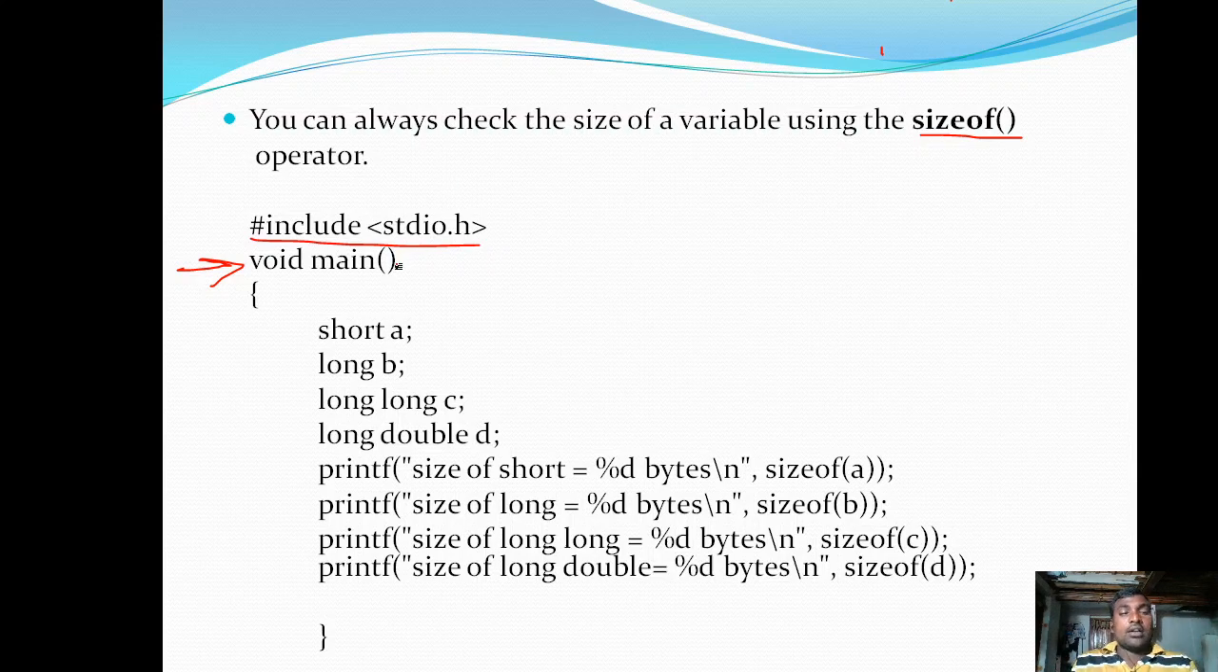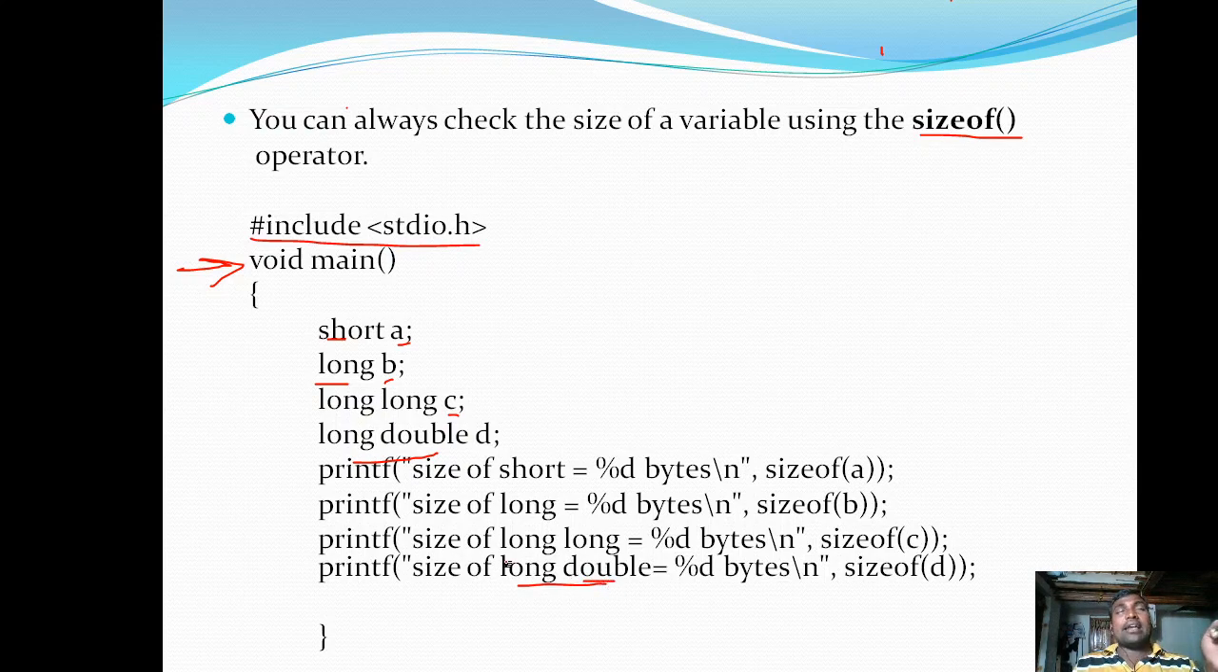Then I am declaring a variable A of short type, a variable B of long type, a variable C of long long type, and variable D is a long double. Now for the short data type, how many bytes of memory will be allocated? For long, how many bytes? And for long double, how many bytes of memory will be allocated?